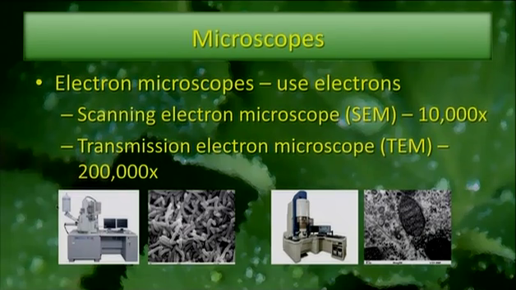The scanning electron microscope can give you a good indication of the surface features of what you're looking at, whereas the transmission electron microscope, the TEM, can give you a section of what you're looking at. This looks like a mitochondrion. So it passes the electrons through the specimen and forms an image.